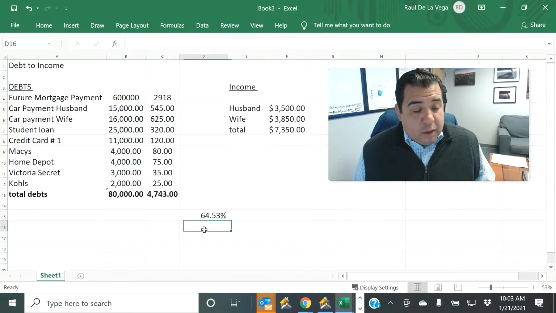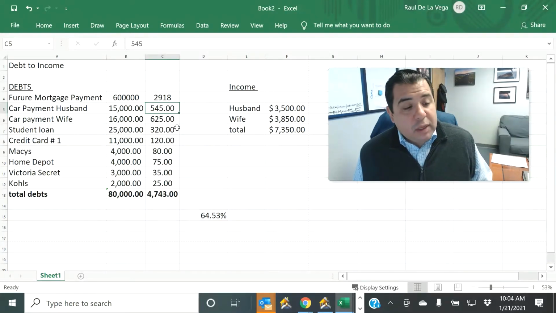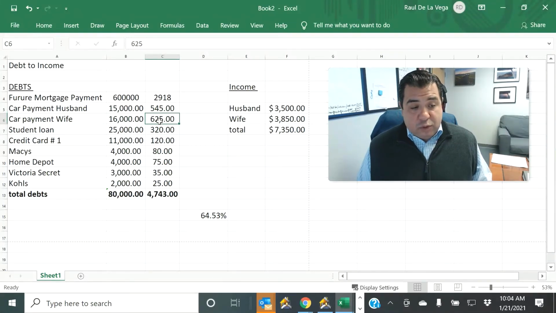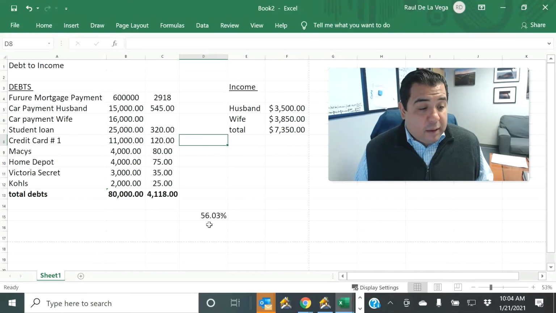So we would need more income. So in this particular case, these numbers wouldn't work. So I would say, hey, do you have money? So they're like, well, what if I pay off one of these cars? So I'm like, all right, cool. Can you pay off your wife's car for $625 a month? And if we take off that payment, now we go down to 56% debt to income. That works. But we want to be under 55.